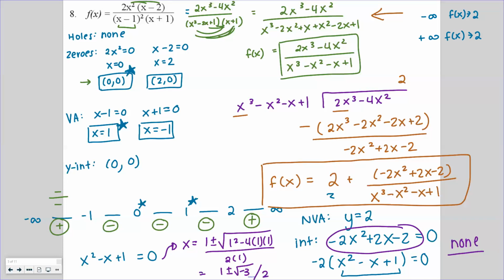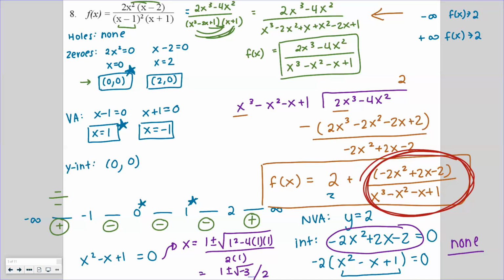Okay, so last piece. I'm gonna take this entire remainder here, everything I'm circling in red. I'm gonna plug in a really positive and a really negative number to see where we're approaching our non-vertical asymptote. So let's start with negative. Plug in a really, really negative number for x.